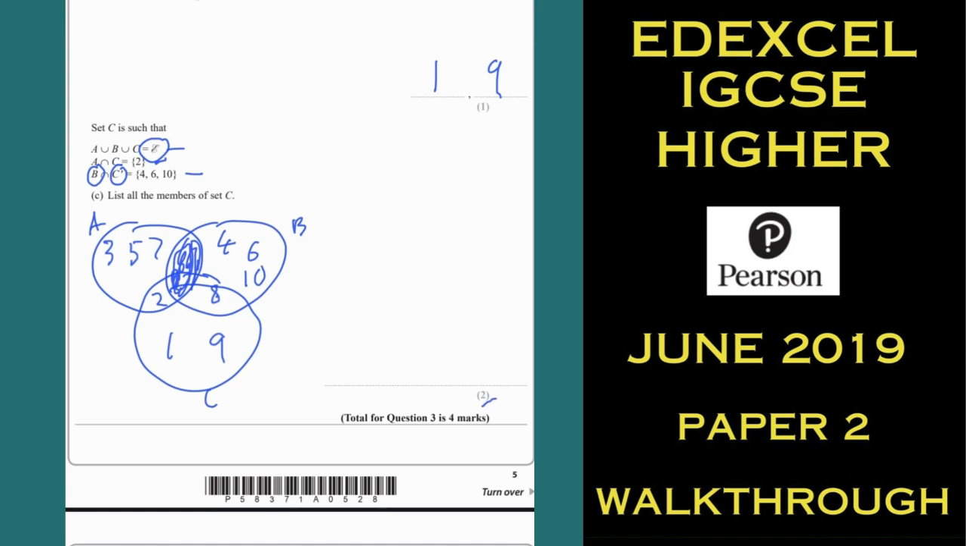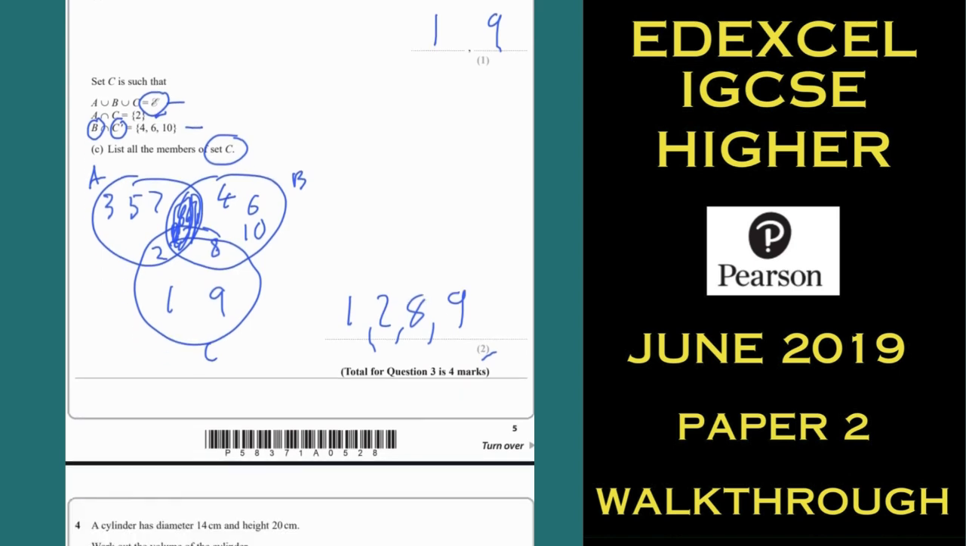So it basically says list all the members of set C. So there's a 1 and a 9 in just C, but don't forget there's a 2 and an 8 as well. But yeah, do spend your time on those. It's not difficult, but if you're trying to do it by sight, not a fan. As I say, they've given you a clue that they've given you enough space to draw the Venn diagram. I suggest you take them up on the offer.